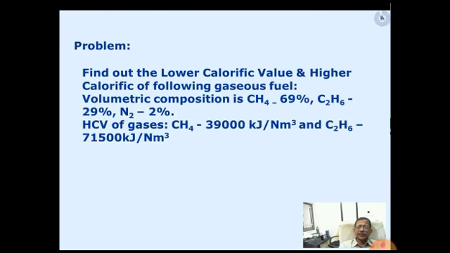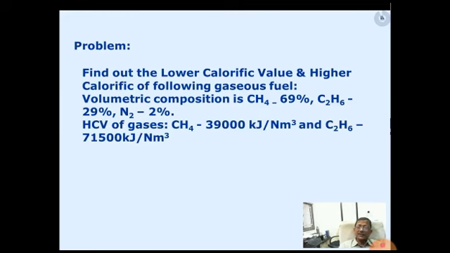For example, let us say the problem like this. This has come in one of the BOE examinations. Find out the lower calorific value and the higher calorific value of the following gaseous fuel. Volumetric composition is CH4 69%, C2H6 29%, and N2 2%. So if I total it, it comes to 100%. So no problem.